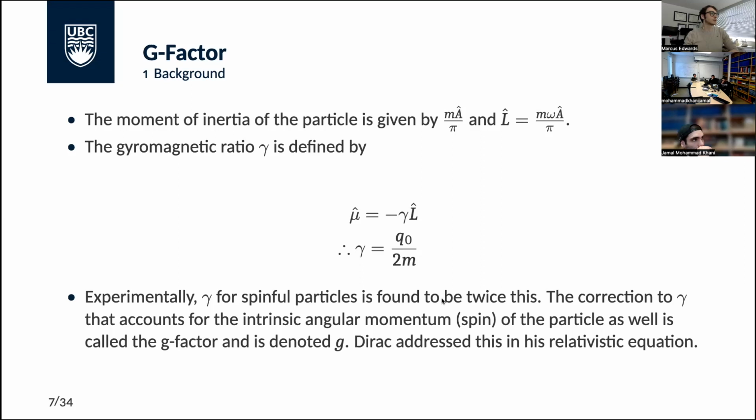Experimentally, we can indirectly observe the gyromagnetic ratio by measuring these two quantities. We noticed before Dirac wrote his thesis that the gyromagnetic ratio for spinful particles was found to be twice this, and this was not understood until Dirac published his relativistic equation. This relativistic equation provides us the correction to the gyromagnetic ratio, which we call the G factor.